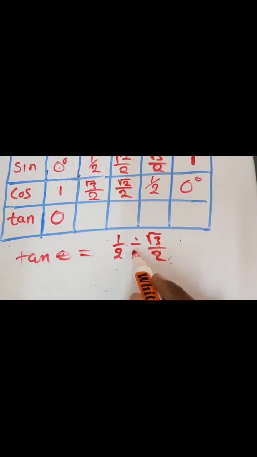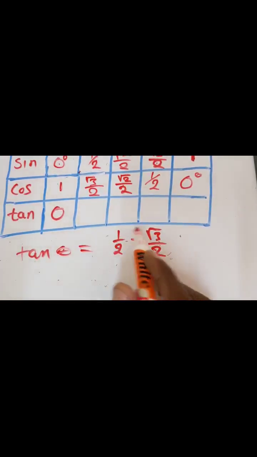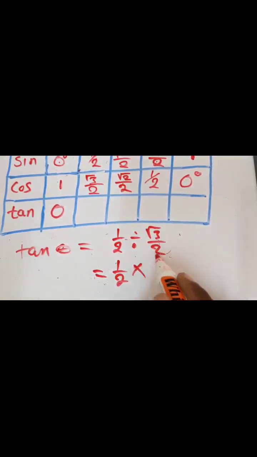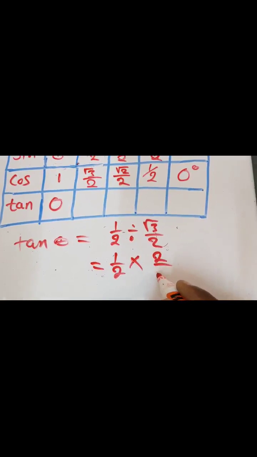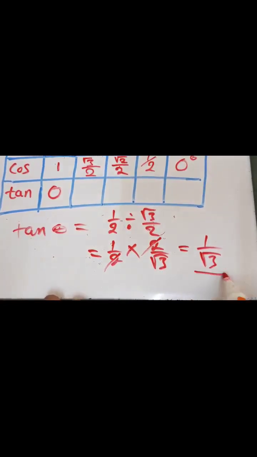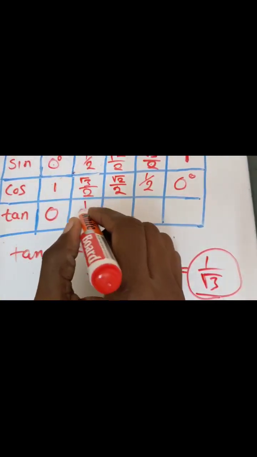You know that this division sign changes to multiplication in terms of fractions. So it is going to be 1 over 2, and it changes to multiplication, and the one which is down here goes up and the other one goes down. So it's going to be 2 over root of 3. Then this 2 goes with that 2, so it's going to be 1 over root of 3. That is what tan 30 is.